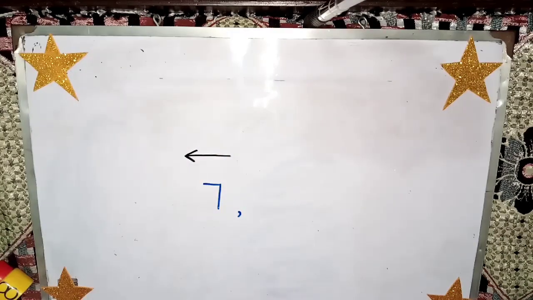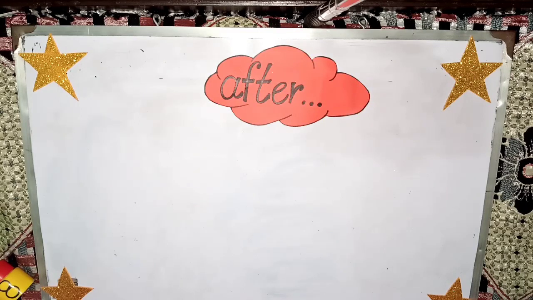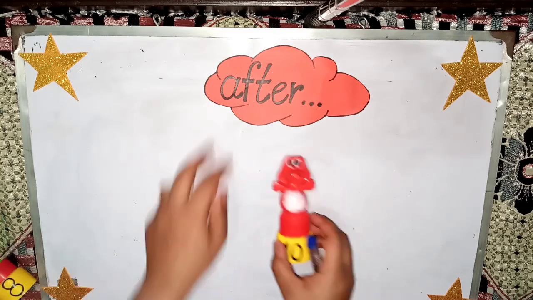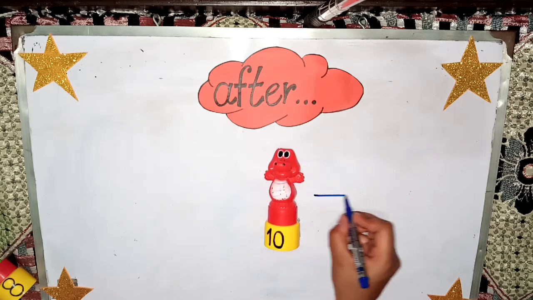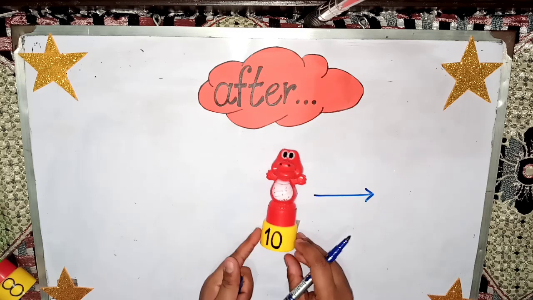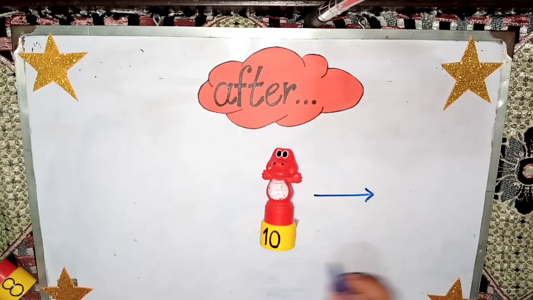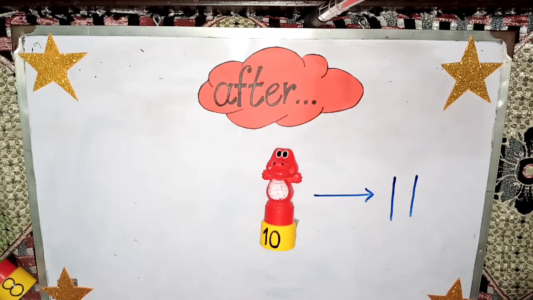Next thing is after. If you are having any number, for example number 10, and if you want to write which number comes after this number, what will you do? You have to count forward. You will move in this direction. Okay class, tell me which number comes after this number 10. Yes, it's number 11. Clear? 10, 11. We have counted forward.